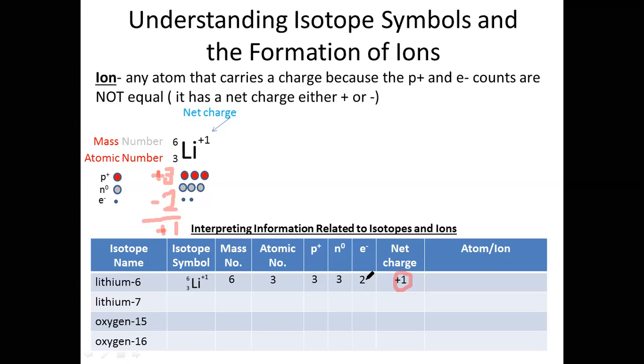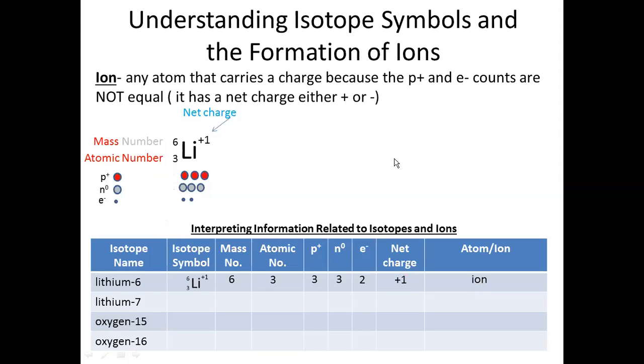If there were more electrons, then this net charge would be a minus amount. If they were equal in value, protons and electrons, then the net charge would carry a 0 or no amount. So net charge comes from some information. So we call lithium-6, at least this symbol of lithium-6, an ion because it carries a charge. Let's clear the chart and try this again with some new information.